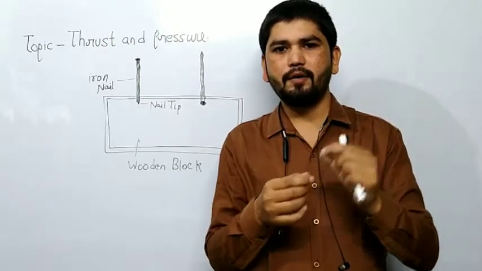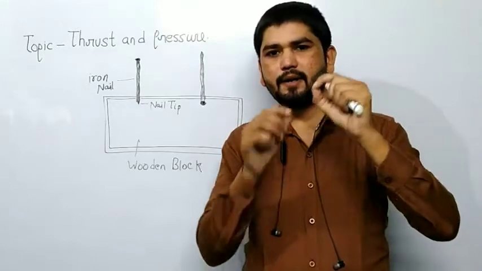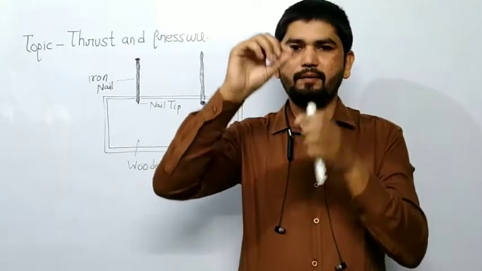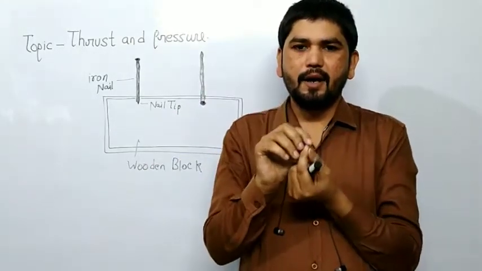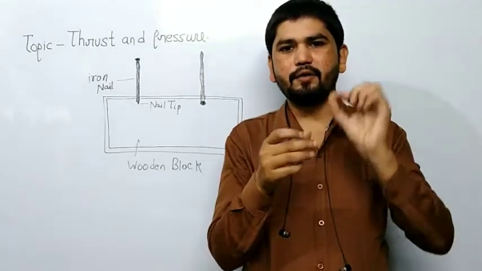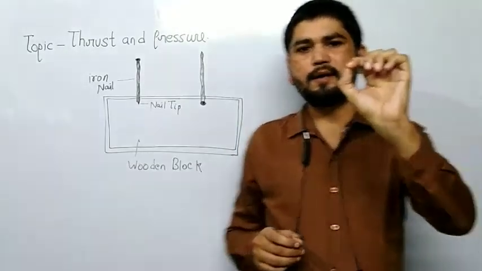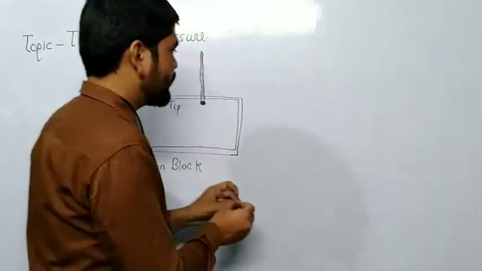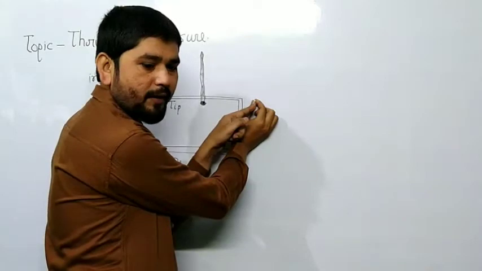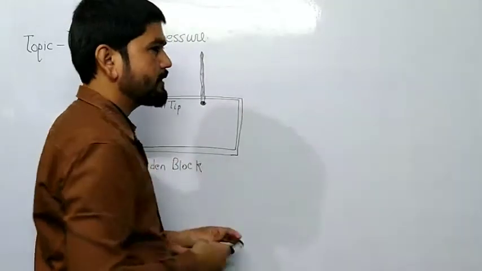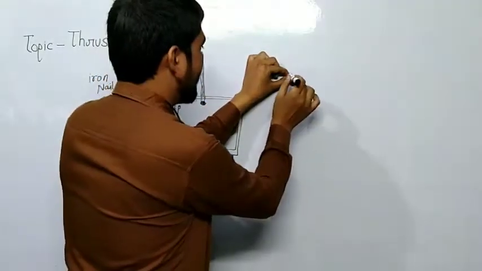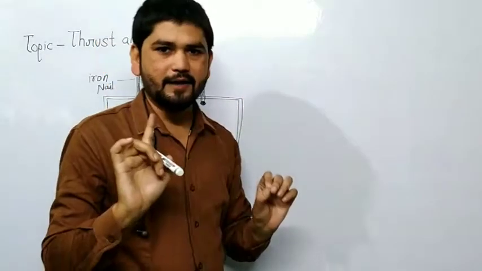So if we want to embed this iron nail in a wooden block, we apply the force at the side with the greater area. Suppose I am going to embed this iron nail in the board. We will keep it like this and apply the force from here. Suppose this is my hammer. I will keep it like this and apply like this. This is one activity.